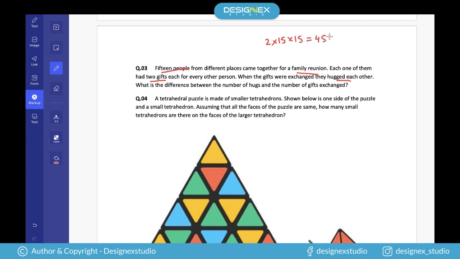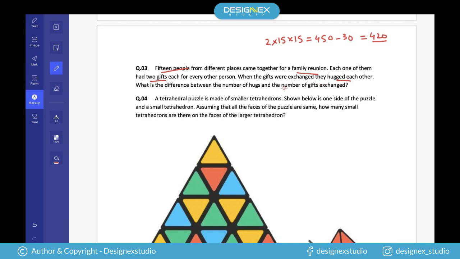450. Now, this person will not give a gift to himself, so we have to subtract that number. That turns out to be 420. So these many gifts would have been exchanged. Two is the number of gifts one guy buys, and he has to give it to 15 people, so one guy gets 30 gifts. 15 people would have got 30 into 15. But he'll not give a gift to himself, so 30 have been subtracted from it. From each person, two gifts have been subtracted. So 420 is the number of gifts exchanged.